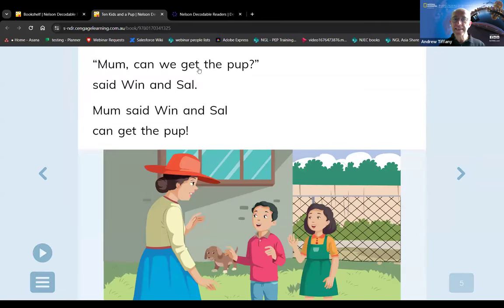"Mum, can we get the pup?" said Win and Sal. Mum said Win and Sal can get the pup. Okay, hang on a minute. Kim, Nat, Win, and Sal. How many people? Four kids want the pup. So what should we do? Should we take the pup and cut it into four pieces, one piece each?